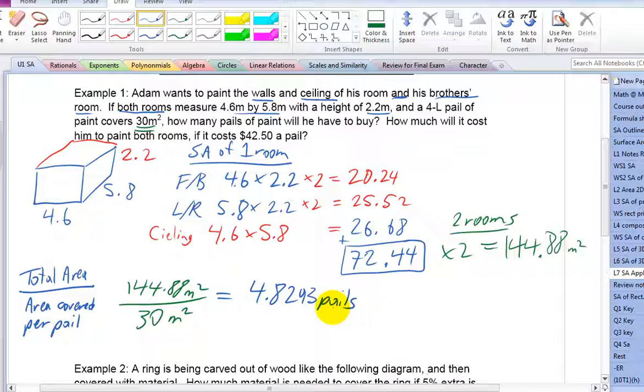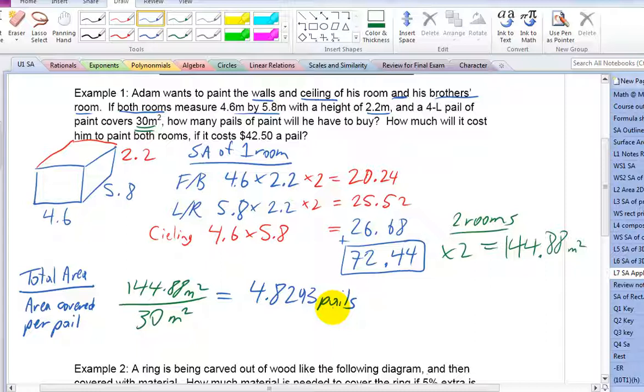So what do you think is going to happen to you if you, as a brilliant math student, went into Home Depot and said, hey, Mr. Paint Dude, I need 4.8 pails. Please give me 4.8, no more, no less. What would happen to you? Yeah, they would laugh at you until you were so embarrassed you left the store. Because you can't buy 4.8 pails. How many pails do you have to buy?